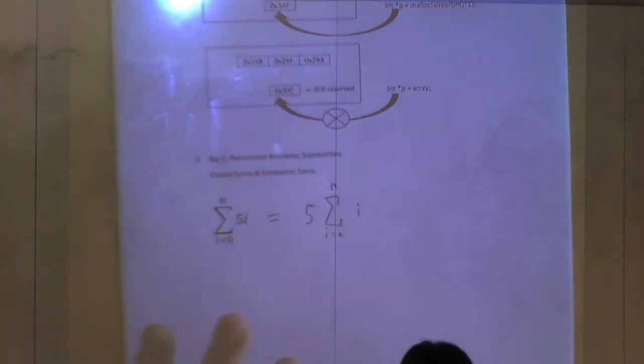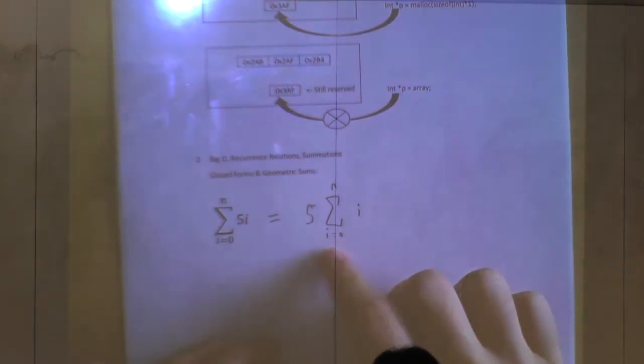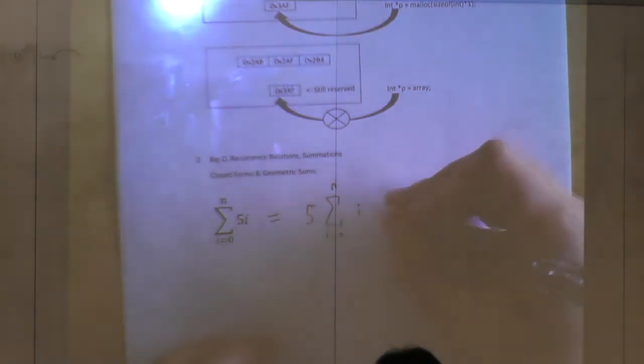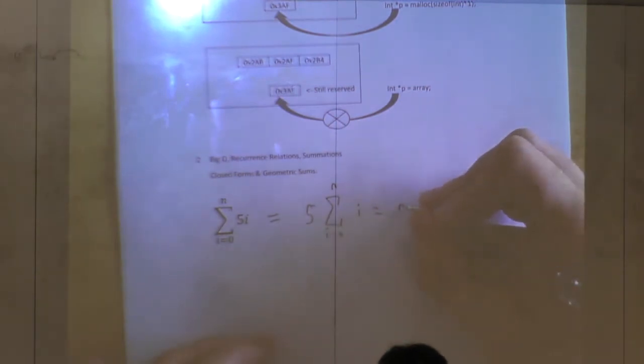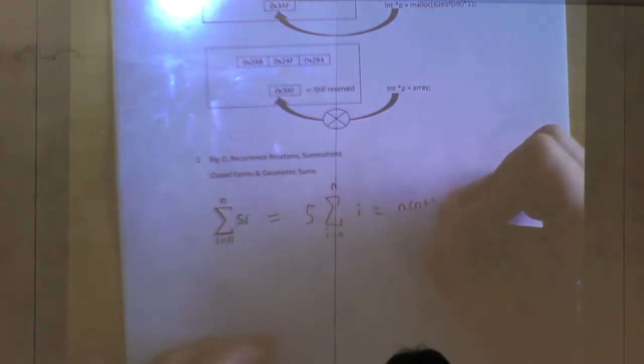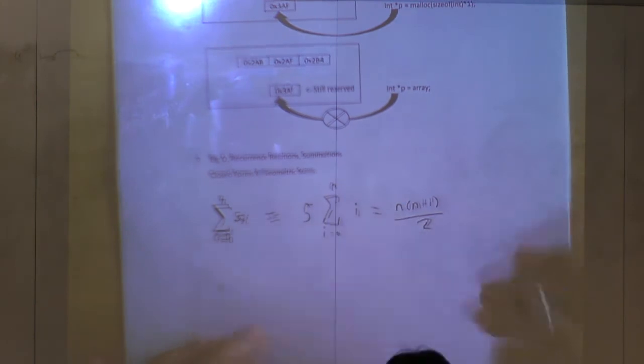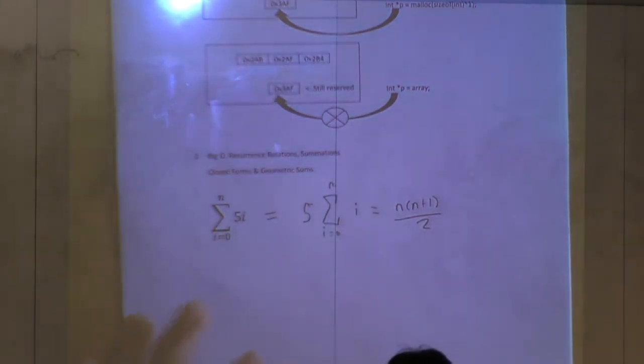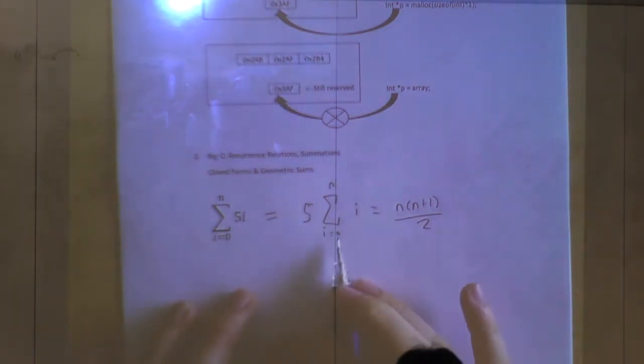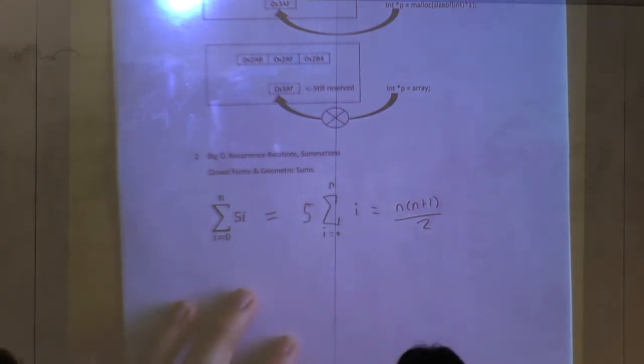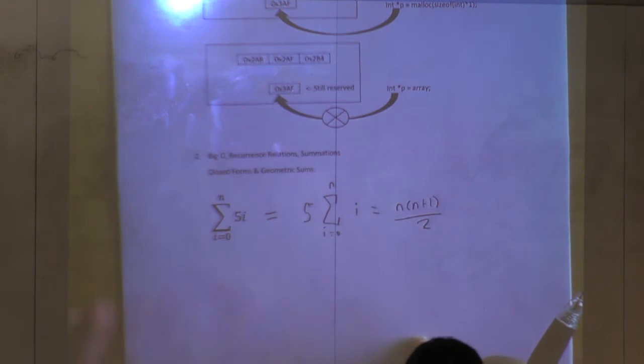And then the second rule is if you have the summation of just I left inside, from I equals 0 to n, that is equal to n times n plus 1 over 2. Now this is just something you got to memorize. Now this doesn't change whether it's I equals 0 or I equals 1, because if you add a 0 at the beginning, it's not going to make a difference in terms of the actual answer.